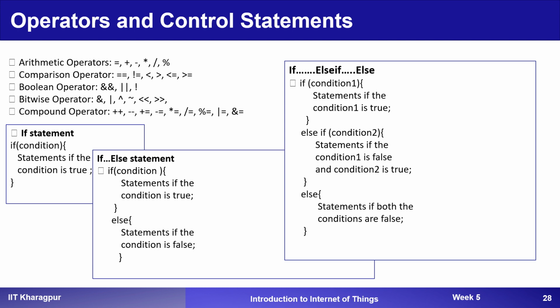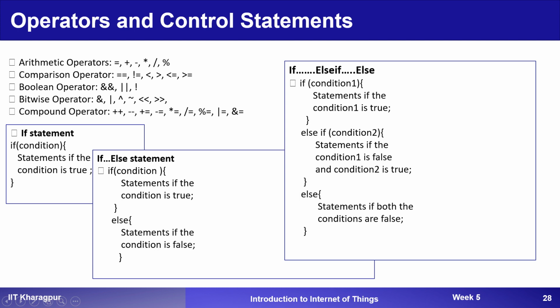Then the control statements. Similar to other programming languages, here also we have the if else statement. The syntax of if is this: you write if, inside it mention the condition, then the curly braces, and whatever you want to do, write inside the if and put the statements, whatever task you want to perform. Similarly for if else, inside the if put a condition, then the statements, and if this is not true, then inside the else you put the statements.